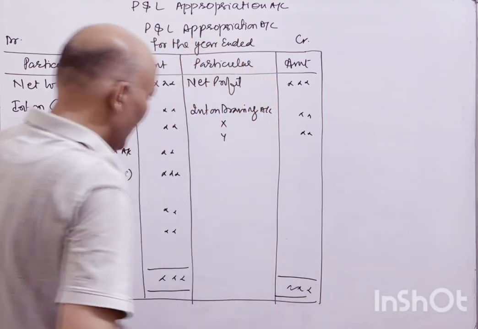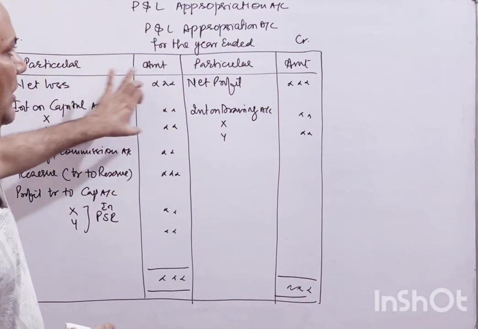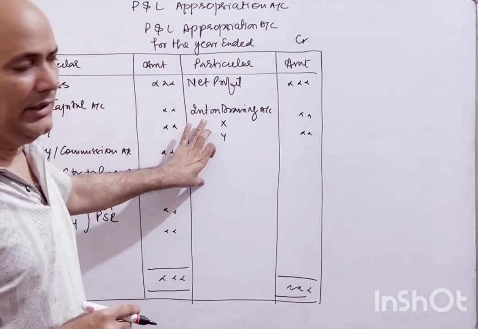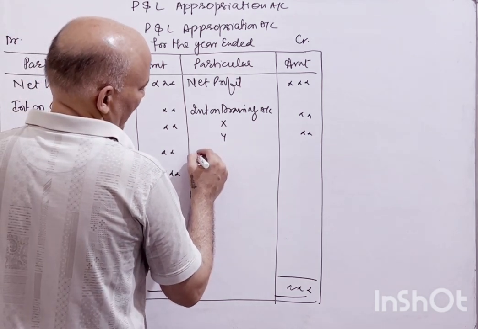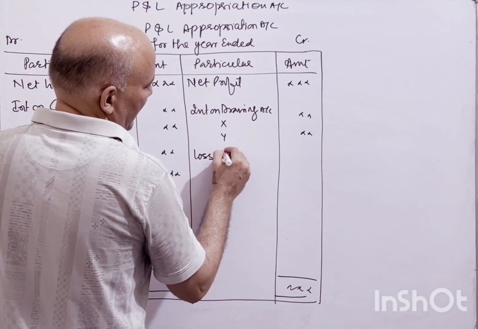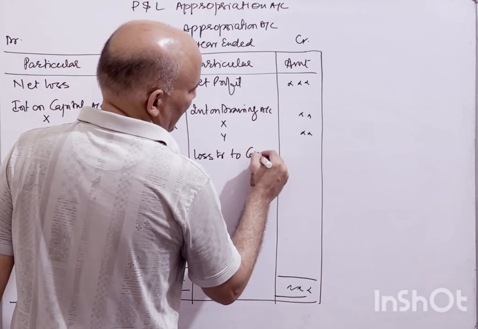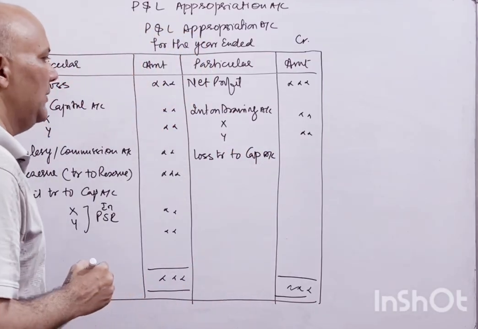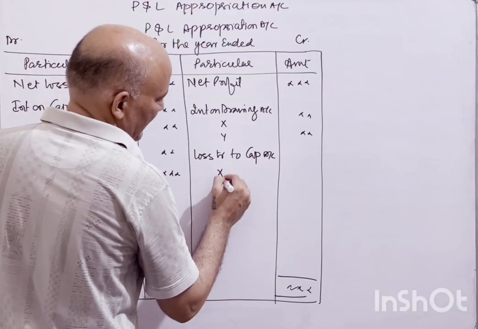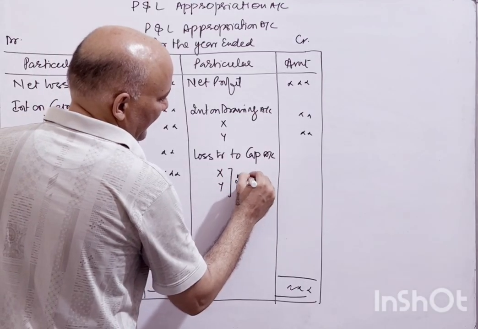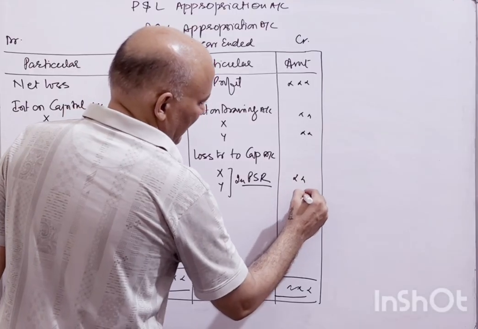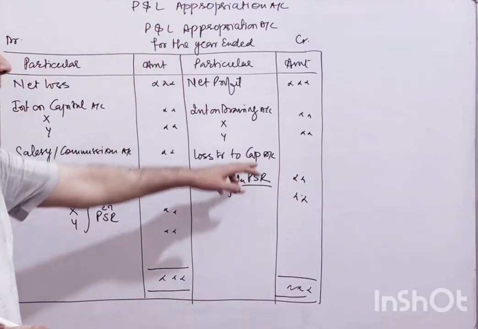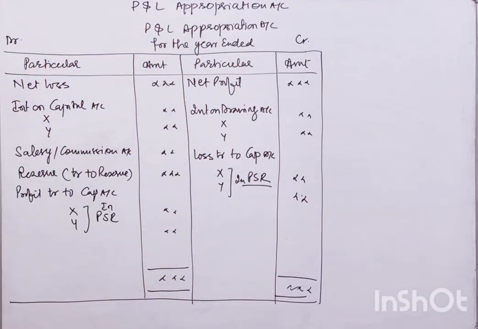Similarly, vice versa, if the debit side is more compared to the credit side, right, then you will have a net loss. So in that condition, loss is transferred to capital or current account, I am writing here capital account, as the case may be, X and Y in PSR. So in PSR you will be transferring and that will go to their respective capital or current account as we have prepared. Now certain things you have to keep in mind.